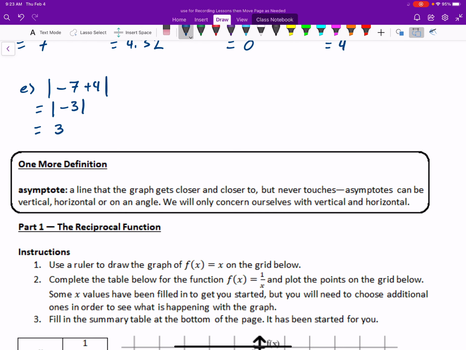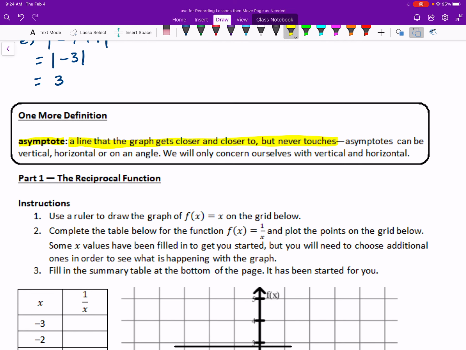One more definition, which you may not have heard before, something called an asymptote. An asymptote is a line that a graph gets closer and closer to but never touches. We're going to do a lot of stuff with asymptotes in grade 12, advanced functions, but there's a little bit to do with asymptotes here in this course as well, so it's good to know it now. Asymptotes can be vertical lines that a graph gets closer to and never touches, or horizontal lines, or even on an angle, although for us in this course we'll only be looking at the vertical and the horizontal ones.